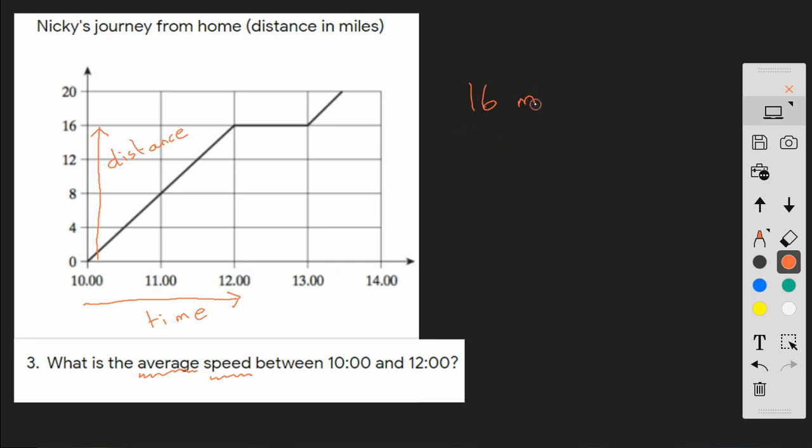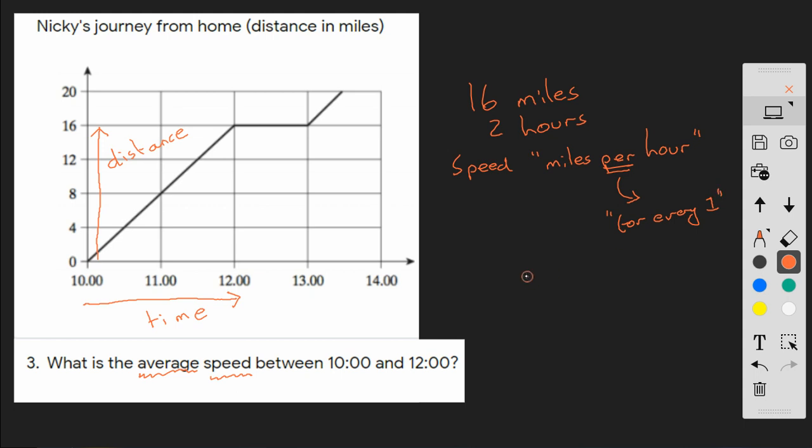So we have travelled 16 miles in 2 hours, and we measure speed in miles per hour. And this word here means for every 1.